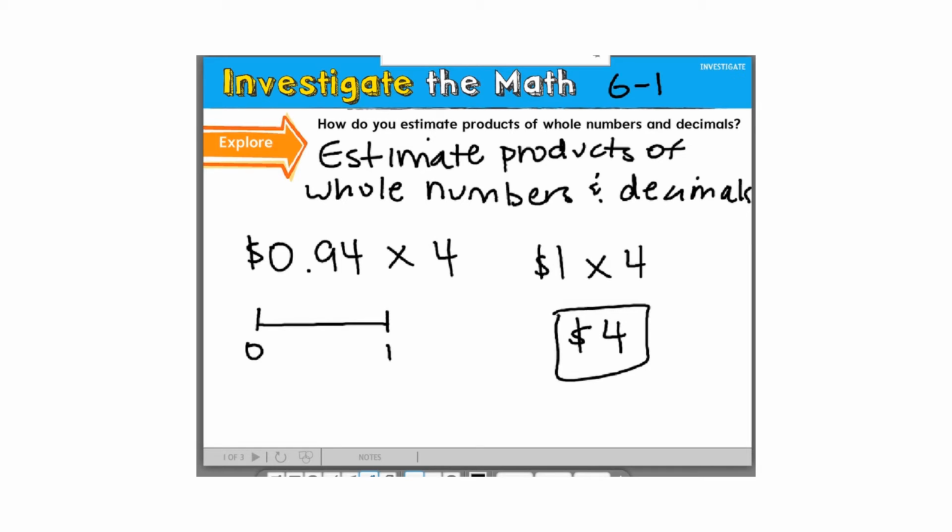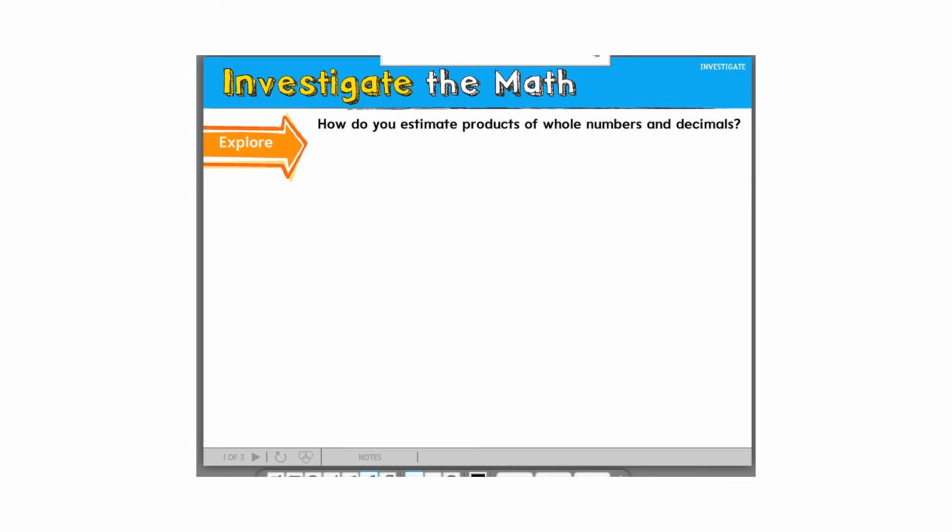It is an easy one, but we're going to be doing some more. That was just the first example. So basically, see, I drew the little number line here. 94 cents is going to be pretty close to the whole number. It's even closer to that. You're right. All right, here's another example.